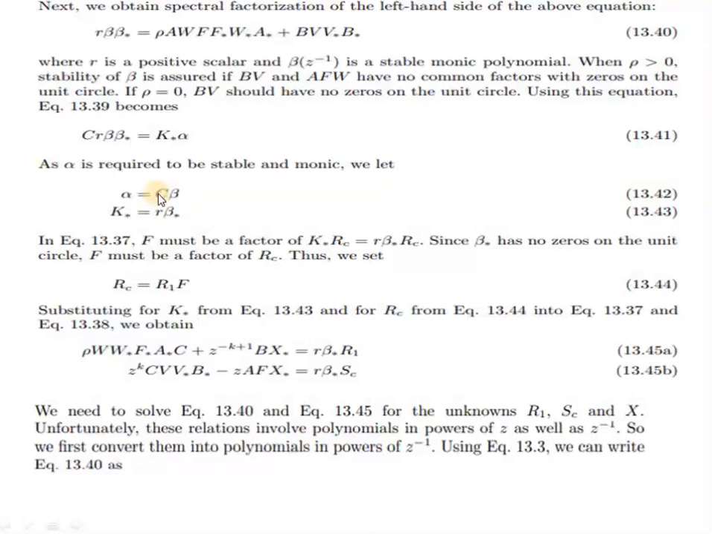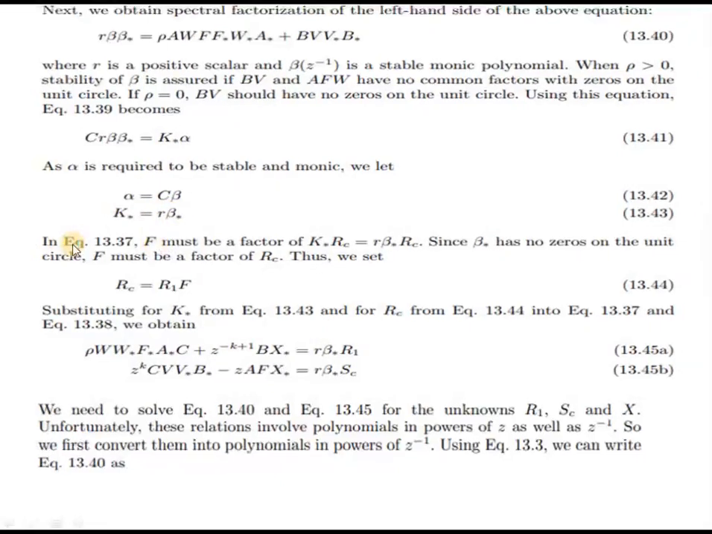As we assume that alpha is a stable polynomial, by comparison we can write alpha equals c into beta. Why have we taken this as alpha? Because we have assumed that b is a stable monic polynomial. Therefore we take alpha equals c into beta, and k star is nothing but the remaining term, that is r into beta star.